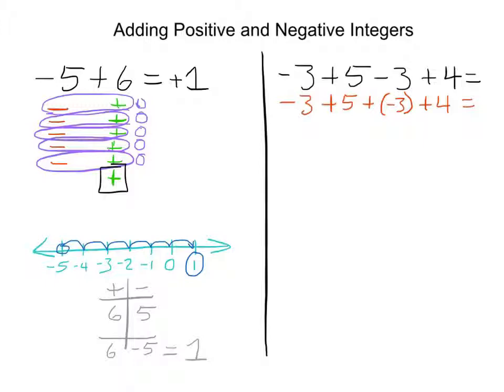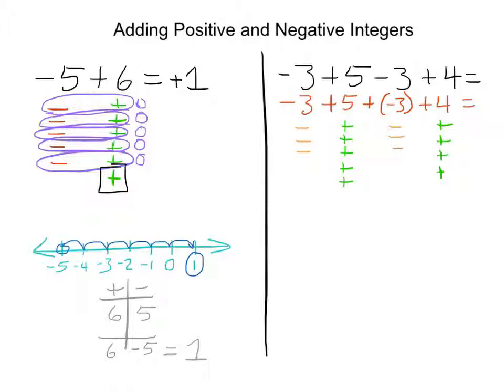Okay? So now we're going to go through and we are going to write in all the positive values and we're going to write in all the negative values. So let's start with the negatives. So here we have negative 3, which would be 3 minus signs. And we have another negative 3, which is another 3 minus signs. Next thing we're going to do is we're going to write in the positive signs. So here I have a positive 5, which is 5 plus signs or positive signs. I have a positive 4, which is another 4 positive signs.